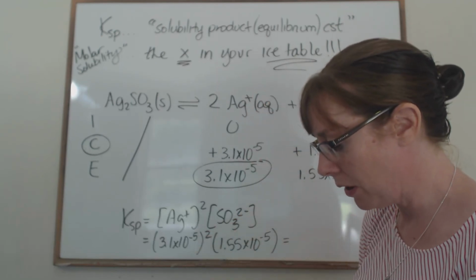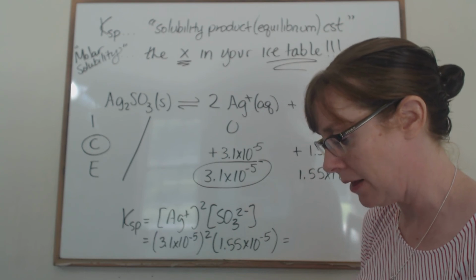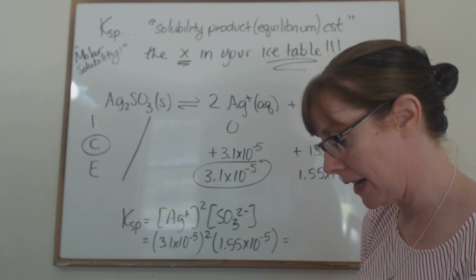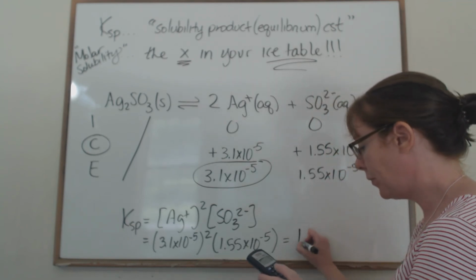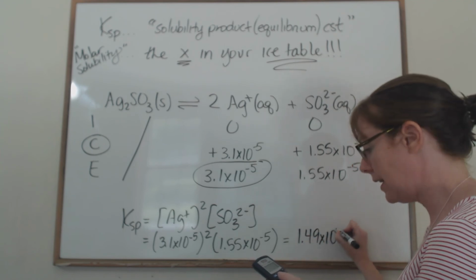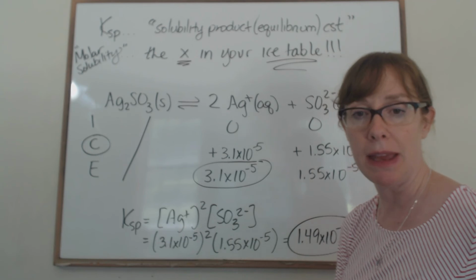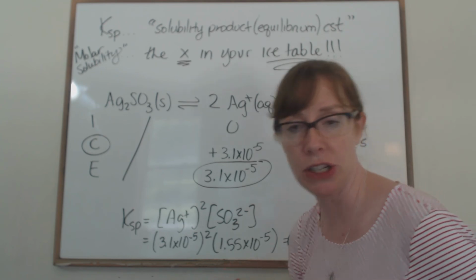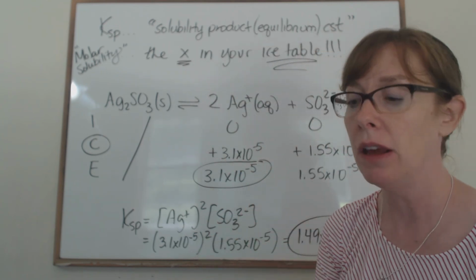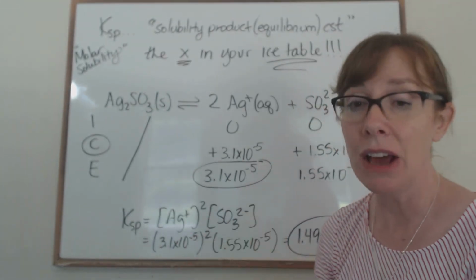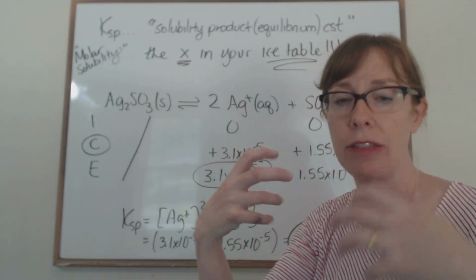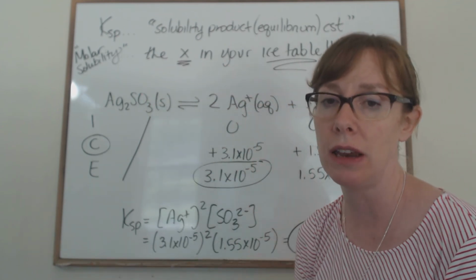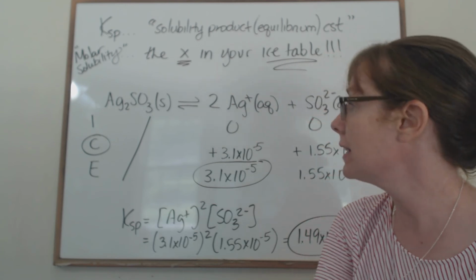So let me go ahead and finish this out. 3.1 times 10 to the minus fifth squared times 1.55 times 10 to the minus fifth. And I'm getting 1.49 times 10 to the negative 14th as my answer for the KSP. And hopefully that's right. There's always a chance I type something wrong, but I'm pretty sure that's right. So anyhow, that's how you do the KSP and molar solubility. You bring them together in the ICE table, and a lot of them end up looking the same. The key is that you write the dissolution reactions correctly. So hopefully that was helpful. I think that's probably a good place to end.